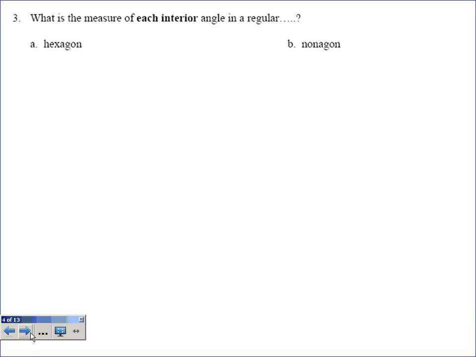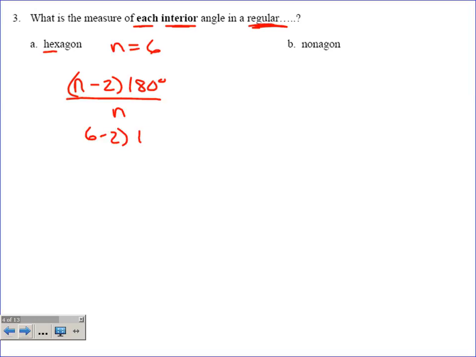Okay? What's the measure of each interior angle? And again, it does say regular in there, so we know which formula we're going to use. We're definitely going to be using n minus 2 times 180 divided by n. That's what the each is. What's our n value for a hexagon? N equals 6. So we'd say 6 minus 2 times 180 divided by 6.